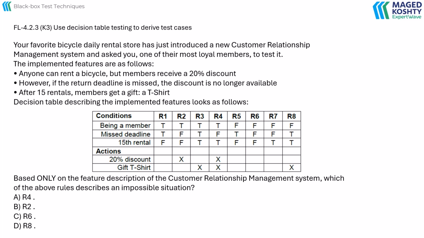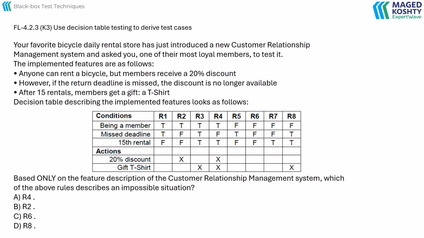First question: your favorite bicycle daily rental store has just introduced a new customer relationship management system and asked you, one of their most loyal members, to test it. The implemented features are as follows. Anyone can rent a bicycle, but members receive a 20% discount. However, if the return deadline is missed, the discount is no longer available. After 15 rentals, members get a gift, a t-shirt.